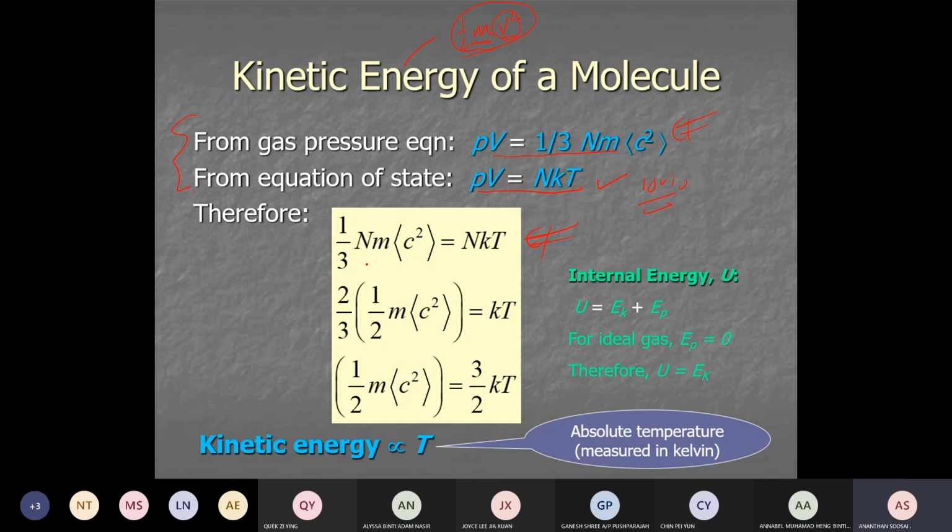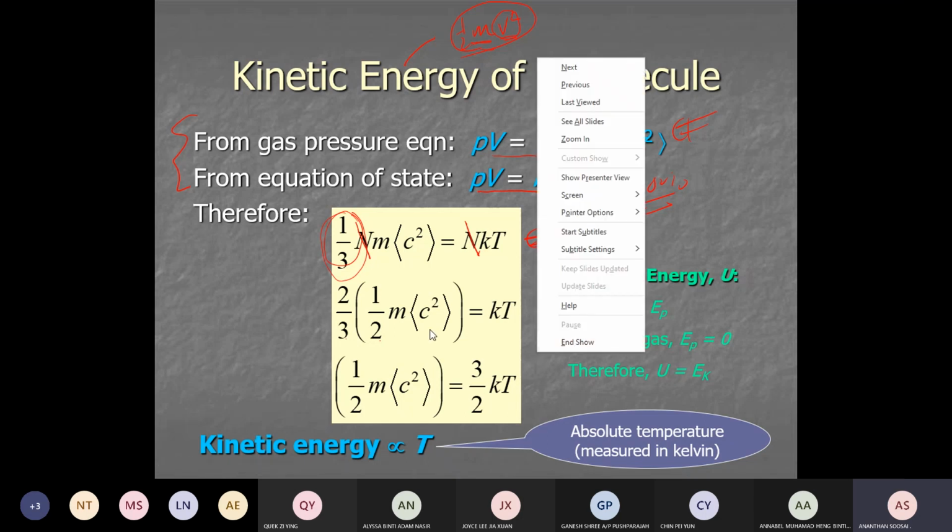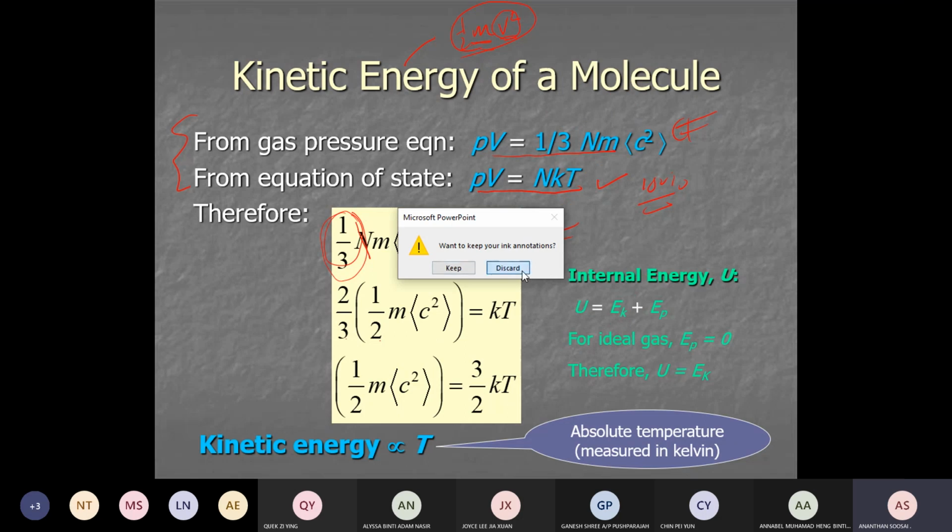From here, they try to find the kinetic energy formula. The N cancels. You get 1/3 mc squared equals kT. So this 1/3, they try to write like this: 2/3 times 1/2. Actually, maybe this part is confusing you. Okay, let me show you.